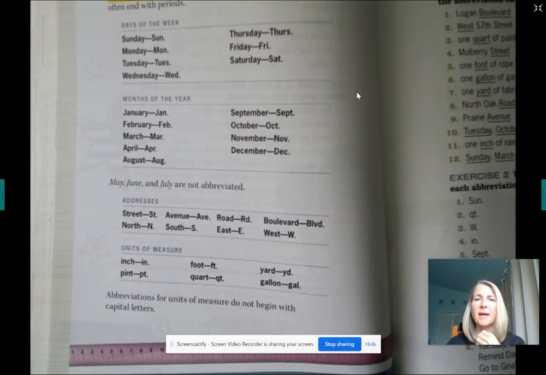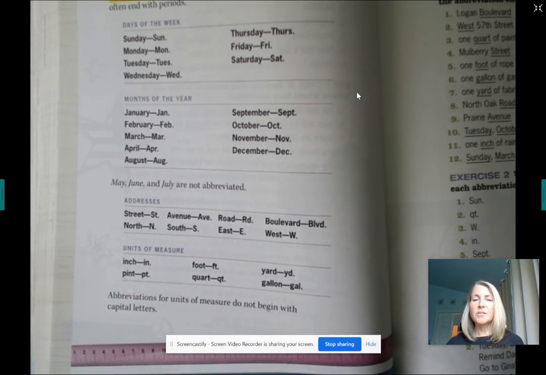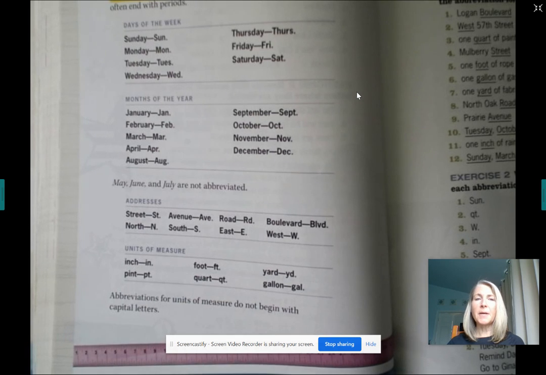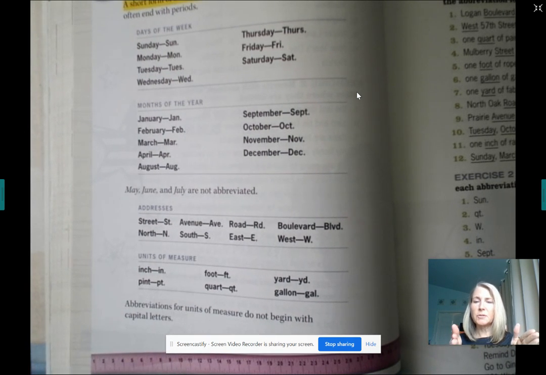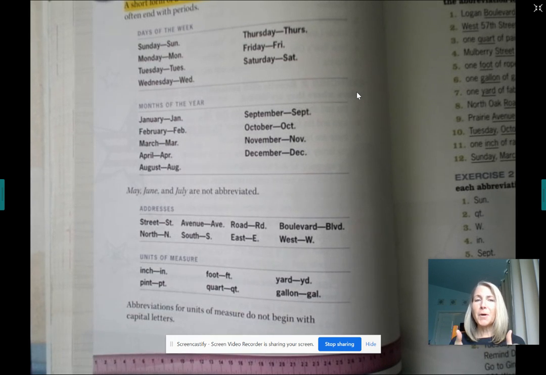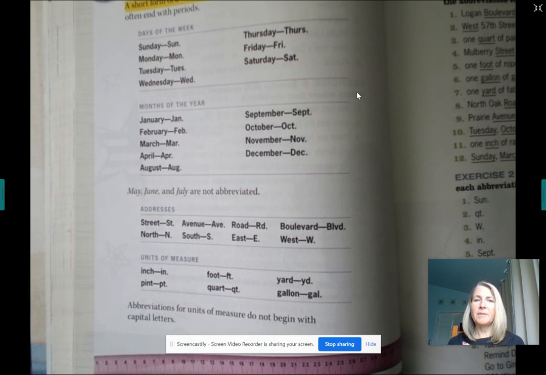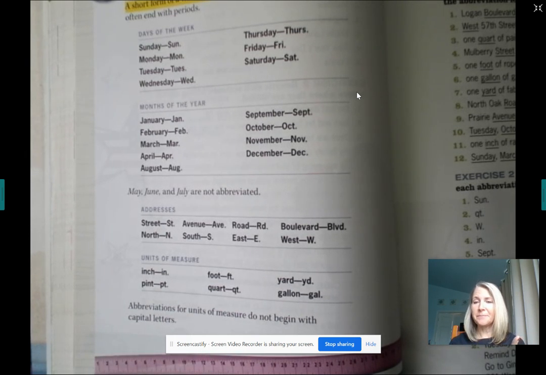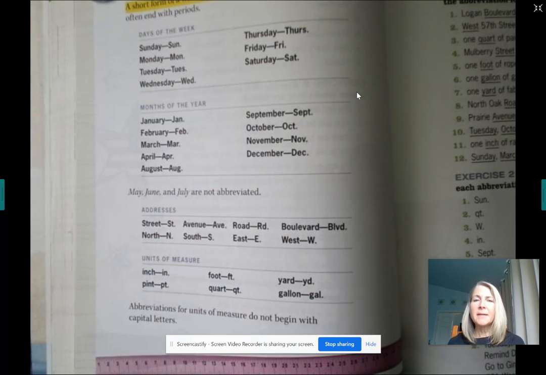Months of the year are similar. You'll notice that the E-Rs are dropped off on September, October, November, December, in addition to some other letters, but you'll see that January has been shortened to Jan, February to Feb, March to Mar, April to Apr. We do not abbreviate May, June, or July. Those are the only three that don't get abbreviated.